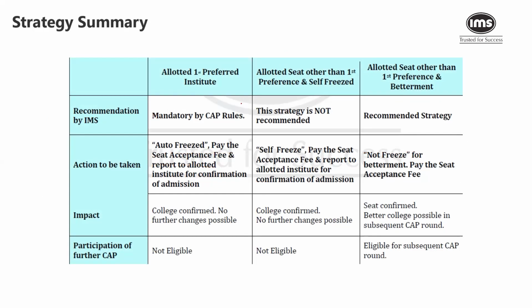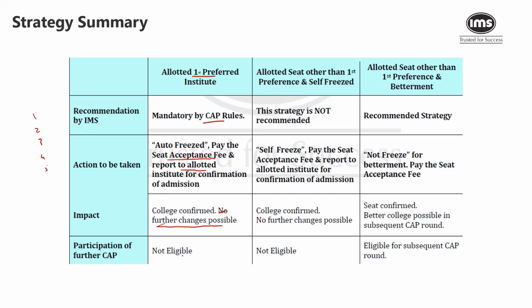So let's now go through a quick summary of what we discussed. When you put the first preference and if you get allotted that particular preferred institute, it is mandatory by CAP rules that it becomes auto freeze and you have to pay the seat acceptance fee and report to the allotted institute. College gets confirmed, no further change possible in this particular case. And that is why be very careful with the first preference that you put.